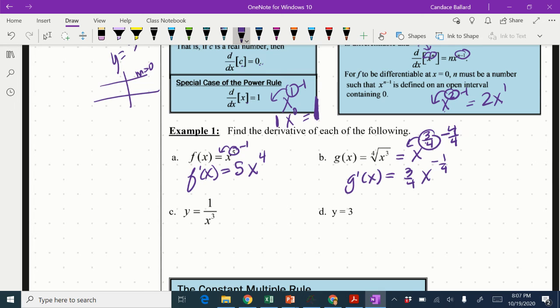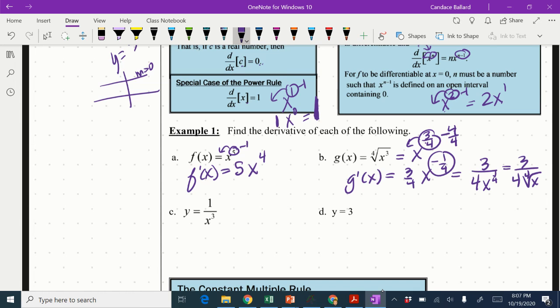That is a perfectly good answer, but that might not be what it looks like in a multiple choice question. They might take this and bring it back downstairs. So it might look like 4x to the 1/4. They could also convert it back into a 4th root. So it also might look like that.